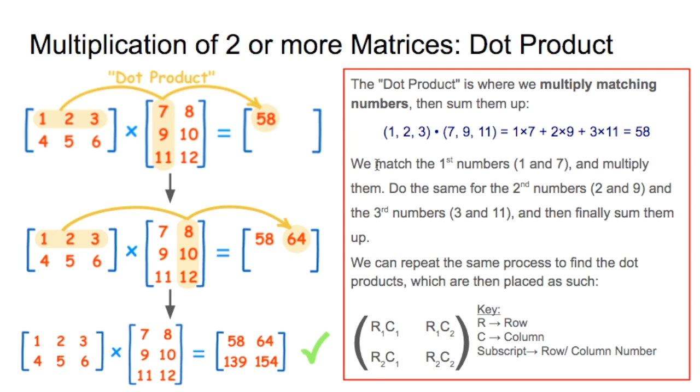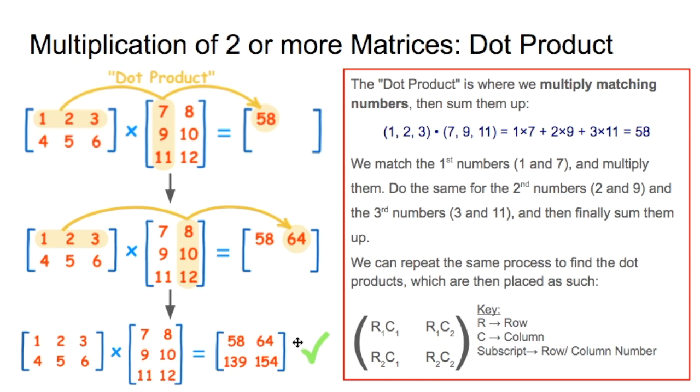And so we do so by matching the first numbers, which is 1 and 7, and we do the same for the other values. And when we repeat this same process, we find that the dot products include 64 for the first row of matrix 1 and the second column of matrix 2. And when we finish everything up, we get our final answer with the 4 dot products of the 4 combinations as stated here: row 1 and column 1, row 1 column 2, row 2 column 1, and row 2 column 2.